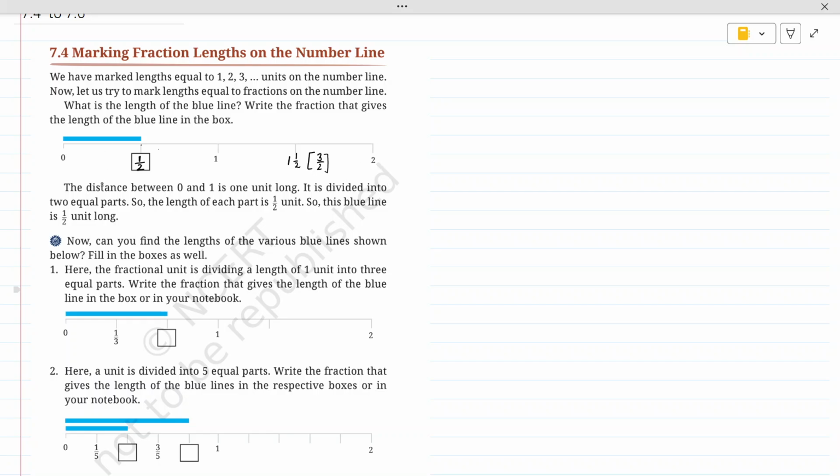Okay, so I hope you have understood what we have done. All the marks are at equal distances with each other, and the marks which are given to us are 0, 1 and 2, and the other marks which are midway are half, which we can write as 1 by 2, and then 1 and a half, which we can write as 3 by 2. Okay, so this is how we can write it.